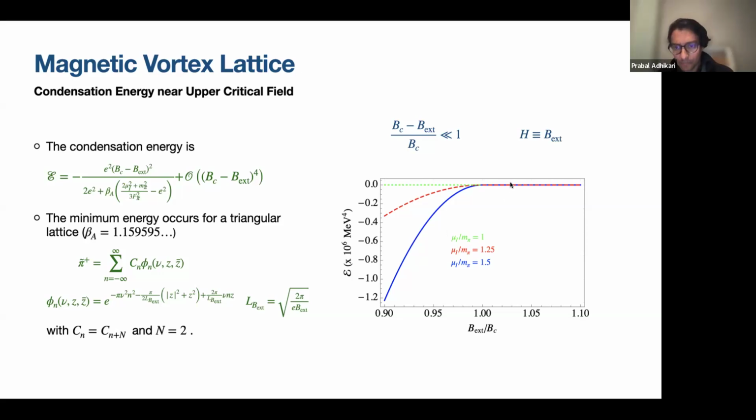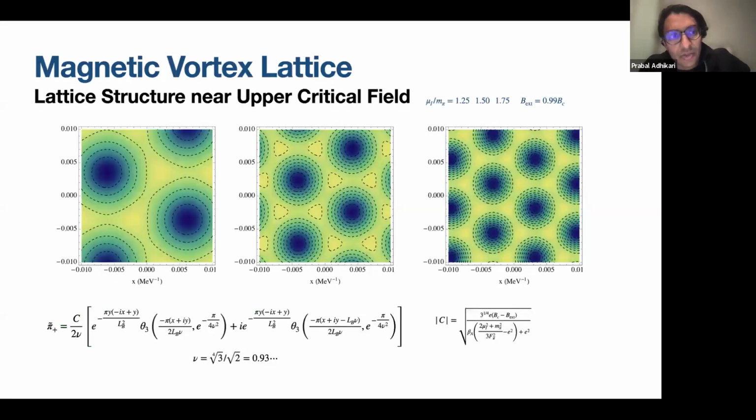As a quick note, as you increase the chemical potential, the condensation energy is becoming more and more negative, indicating that the solution is becoming more stable. And here is the lattice structure. This is at an external field that is 1% below the upper critical field. What I'm showing here is the nature of the vortex lattice, which is triangular, as you can see. It's repeating this way and it's repeating this way.